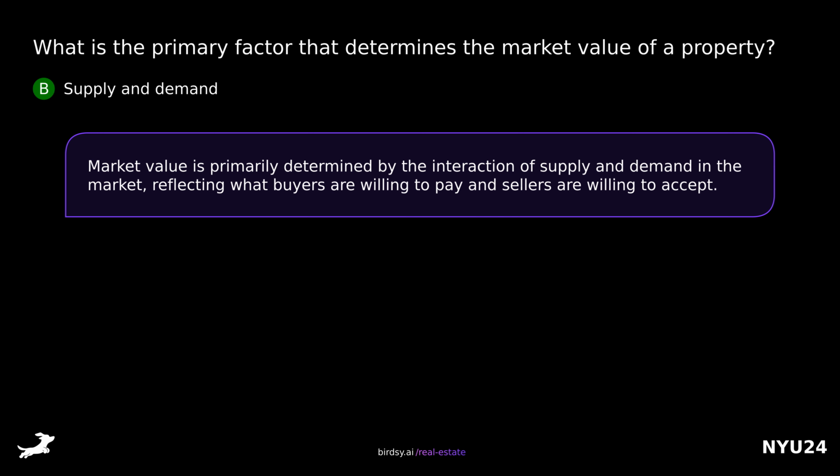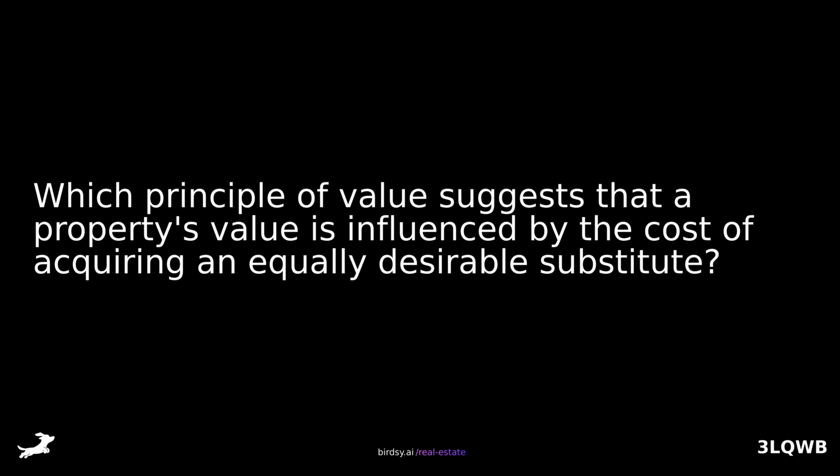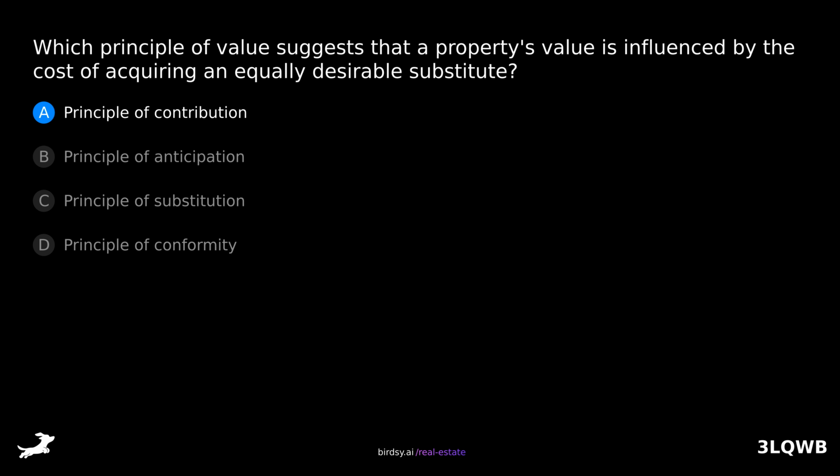Market value is primarily determined by the interaction of supply and demand in the market, reflecting what buyers are willing to pay and sellers are willing to accept. Which principle of value suggests that a property's value is influenced by the cost of acquiring an equally desirable substitute? Is it A, principle of contribution, B, principle of anticipation, C, principle of substitution, or D, principle of conformity? The correct answer is C, principle of substitution.